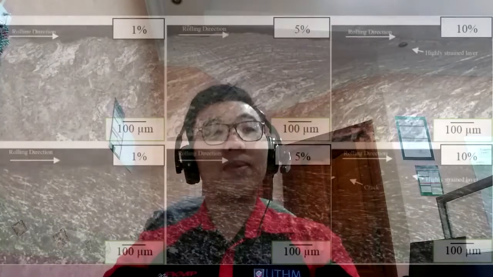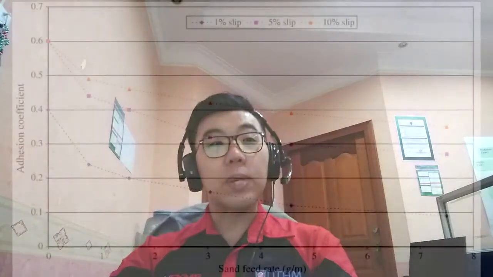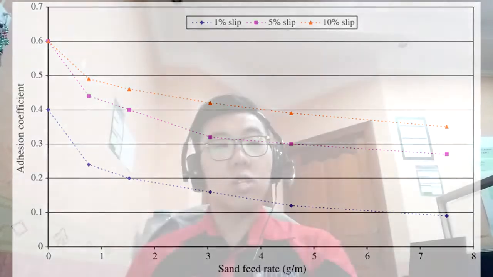Slip will also cause an increase in the coefficient of traction, but at the same time it will cause surface deformation as well, including cracks on the rail surface. From this image, we are able to see that 1% slip has a minor deformation, while 10% slip has severe deformation for both wheel and rail. In terms of feed rate, when the sand feed rate increases, the coefficient of traction reduces. This is because more sand particles have entered the interface and caused a sliding effect.